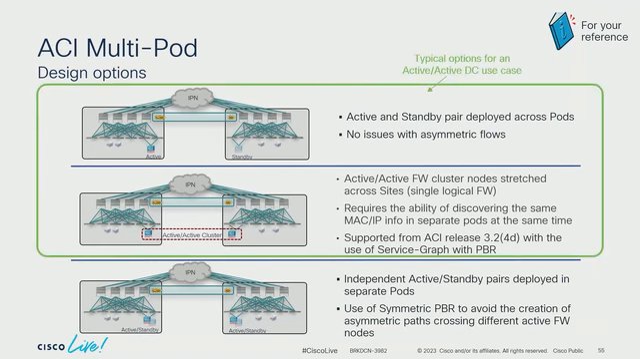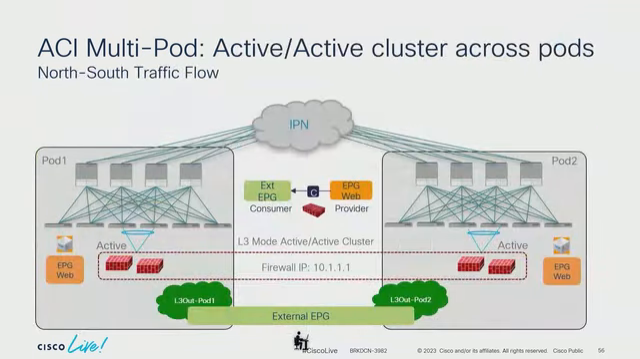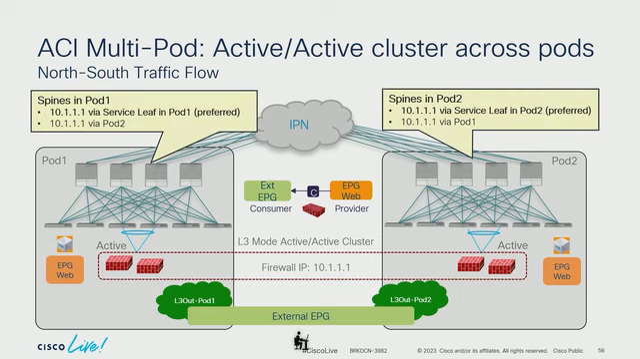I'm going to double-click on the second option, because the first and second options are actually common for multi-pod. So, active-active cluster across pods. Let's start with north-south, external EPG to internal EPG contract. You have external EPG in both pods, and the web EPGs in both pods, and then an active-active cluster across pods. Thanks to the Anycast service feature, the spine in each pod prefers the local location.